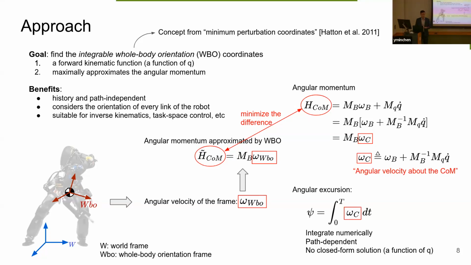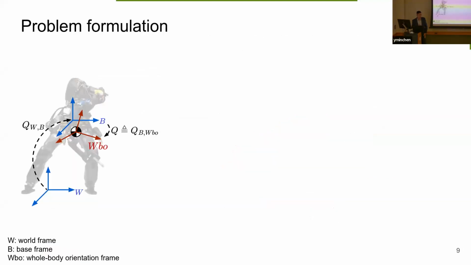It has a couple benefits. So first, because we start with a function of the joints, the integration of the velocity is history and path independent, and this orientation considers every link's orientation. Also, because it's a forward kinematics function, it's suitable for classical tools like inverse kinematics and task-based control. So to dig into the details, here's the problem formulation.